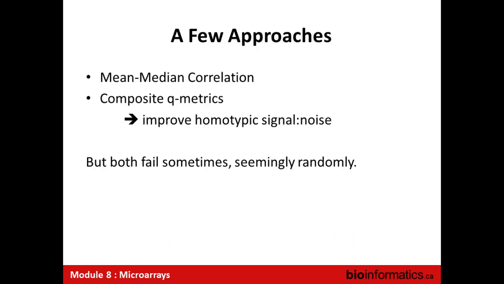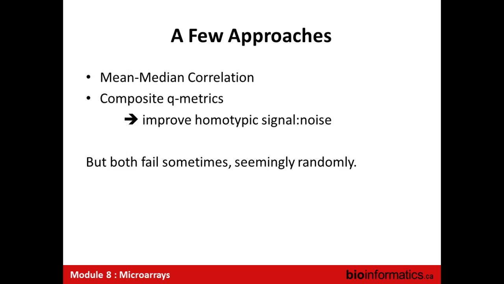There are a few approaches that have been widely used in the literature. For example, the mean-median correlation. We would take the mean of the pixels in a spot, the median of the pixels in a spot, and take the ratio. If the ratio is exactly 1, the mean and the median are identical, and at least the distribution of those pixels is symmetrical. It's nice. By contrast, if it is very skewed in either direction, it tells us something fundamental about what's going on in the spot, and that the distribution is certainly not normal, and it's not what we might expect.